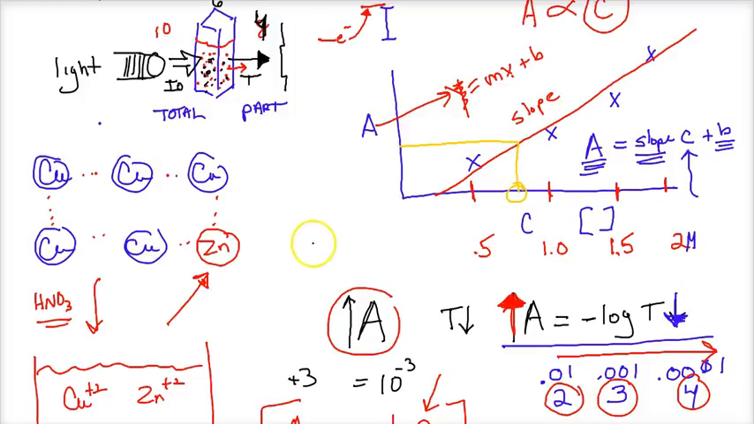And that's how we actually use the spectrophotometer. We're going to calibrate and make this line first. It's called a Beer's law line, okay? And that's what we're doing. So it's a Beer's graph, a calibration curve, okay? And that's what we do.